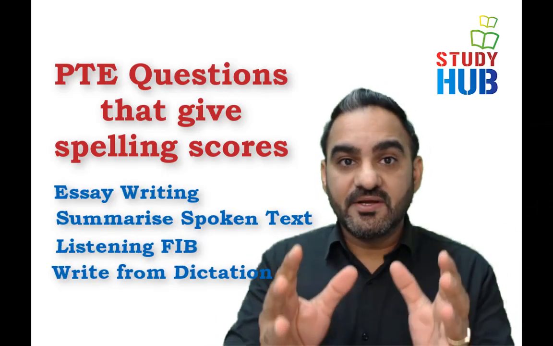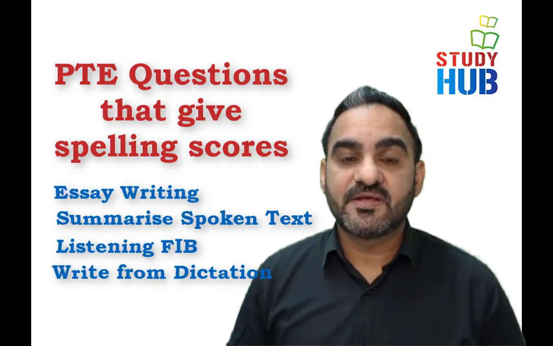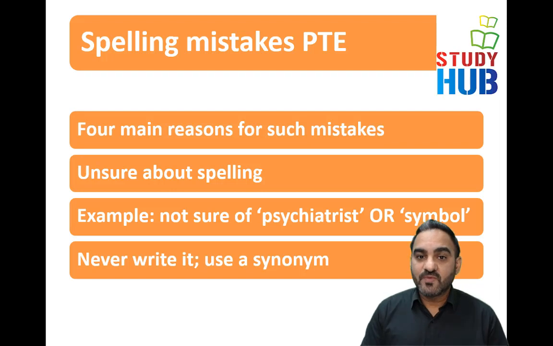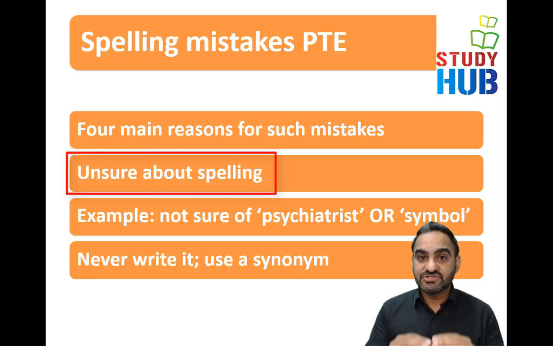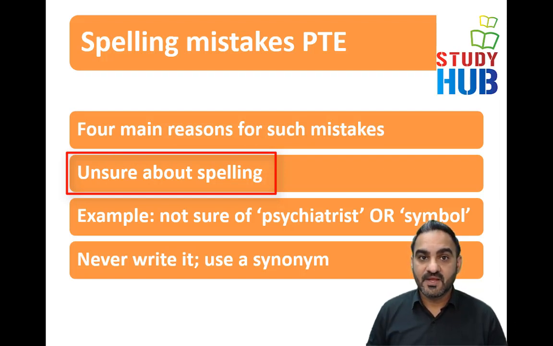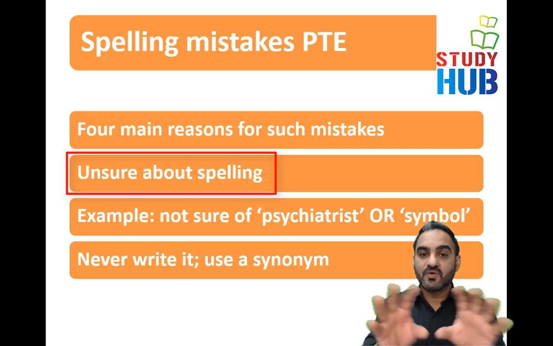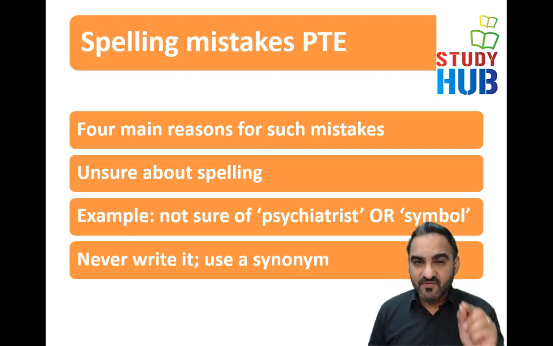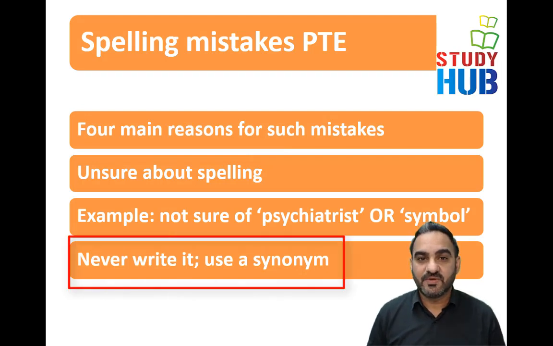What are the reasons people end up making spelling mistakes? We'll talk about that today. So number one reason why people end up making spelling mistakes in PTE is when you are not sure about the spelling, but you still plan to write that word. I'm talking about essay and listening summary, where you have the choice to write your own words. You don't have to really write what you listen. So one tip here: never write the word that you're not confident with.